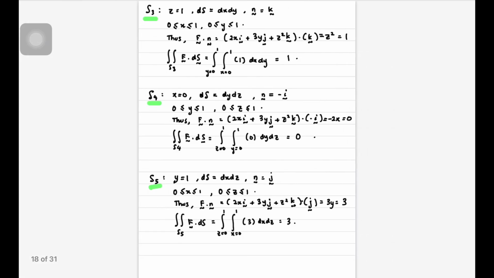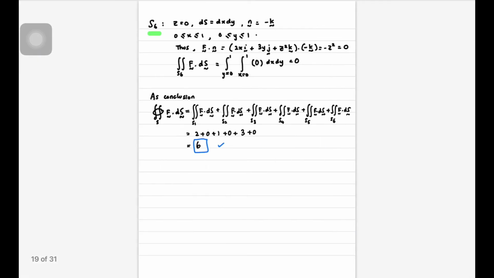Then you have to sum up all the values of the surface integral for S1 until S6. Okay, so 2 plus 0 plus 1 plus 0 plus 3 plus 0, you get 6.